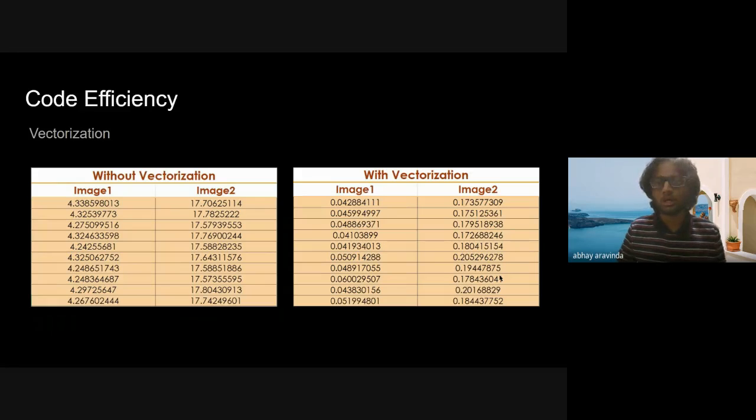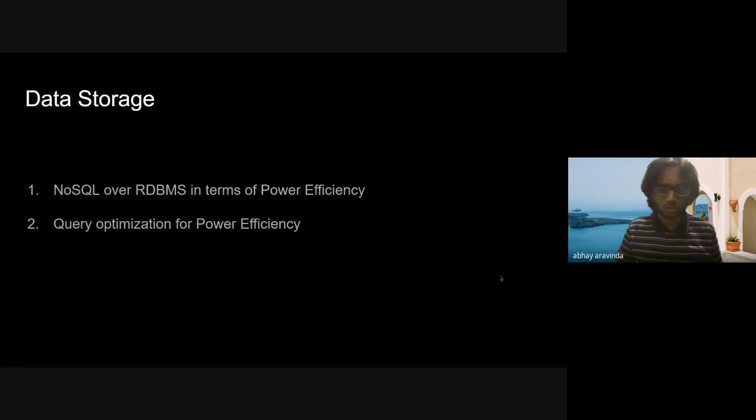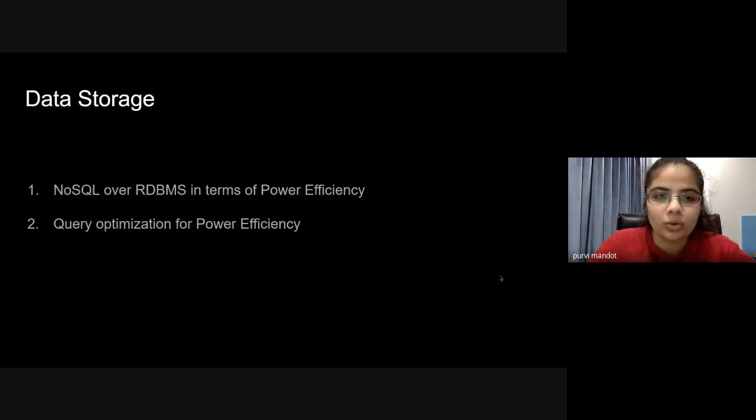Now I'd like to hand it over to Purvi to talk about data storage. Thank you, Abhay. So for optimizing data storage, we changed the database from SQL to MongoDB, which stores its data in JSON-style objects and has advantages like document-oriented storage, vertical and horizontal scaling of the database, and throughput of queries.